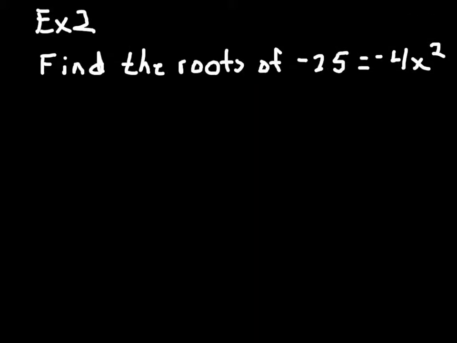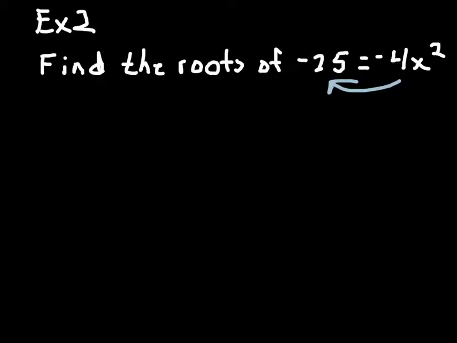All right, in example 2, we're going to do the same thing. Find the roots of negative 25 equals negative 4x squared. Now, what I'm going to do is first of all, I'm going to get everything on one side. It really doesn't matter what you do here. You want to try to get everything probably to the left side, okay? So in other words, if we're going to have a chance to factor this thing, we want to make sure that we have a situation where I'm going to factor a trinomial.